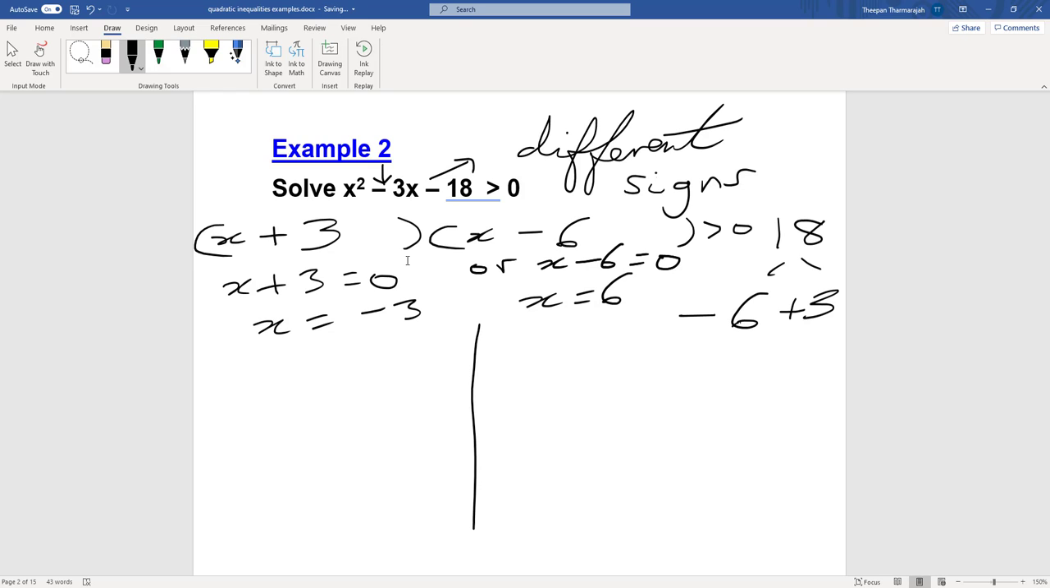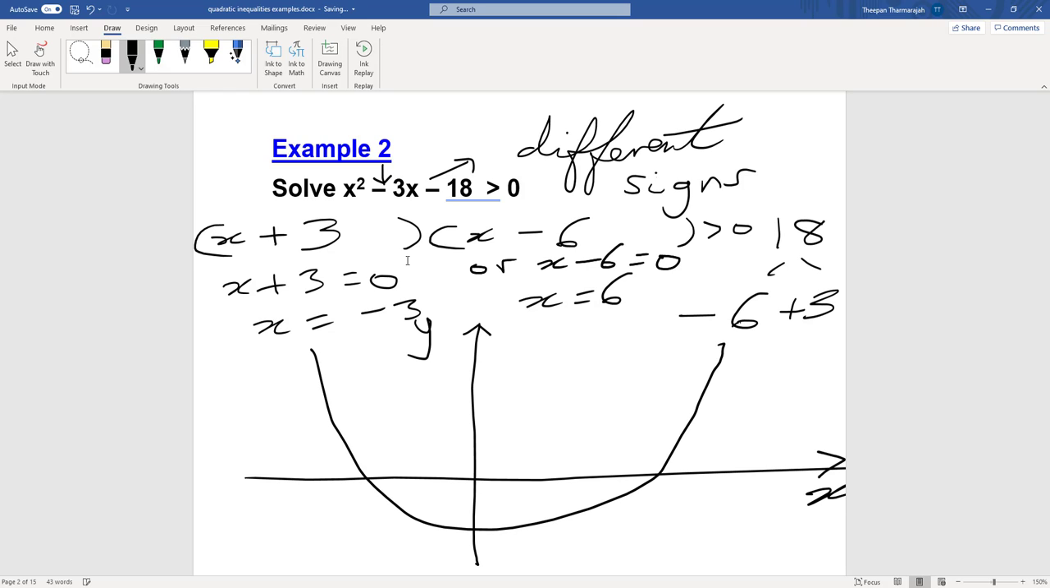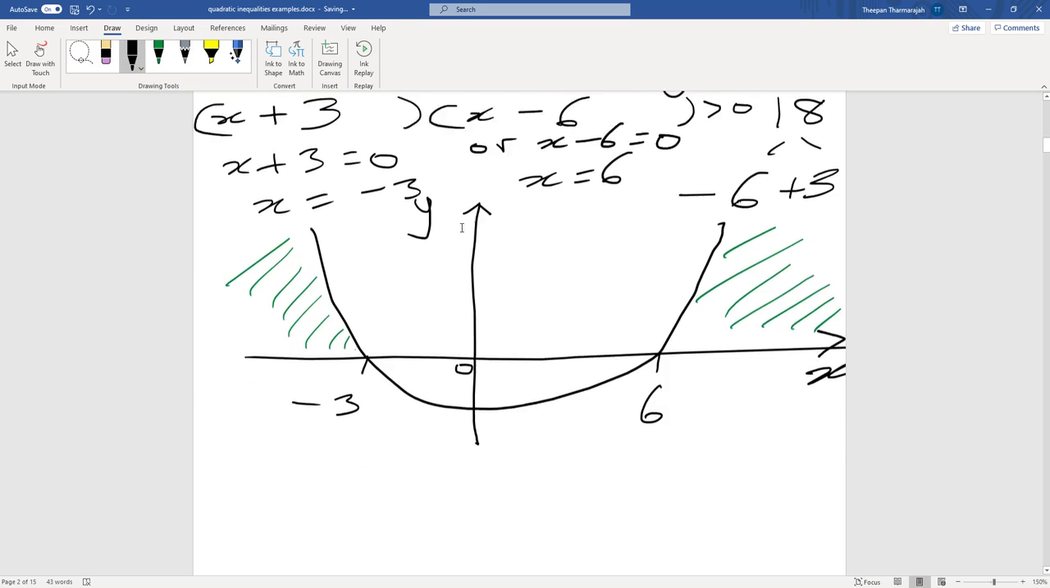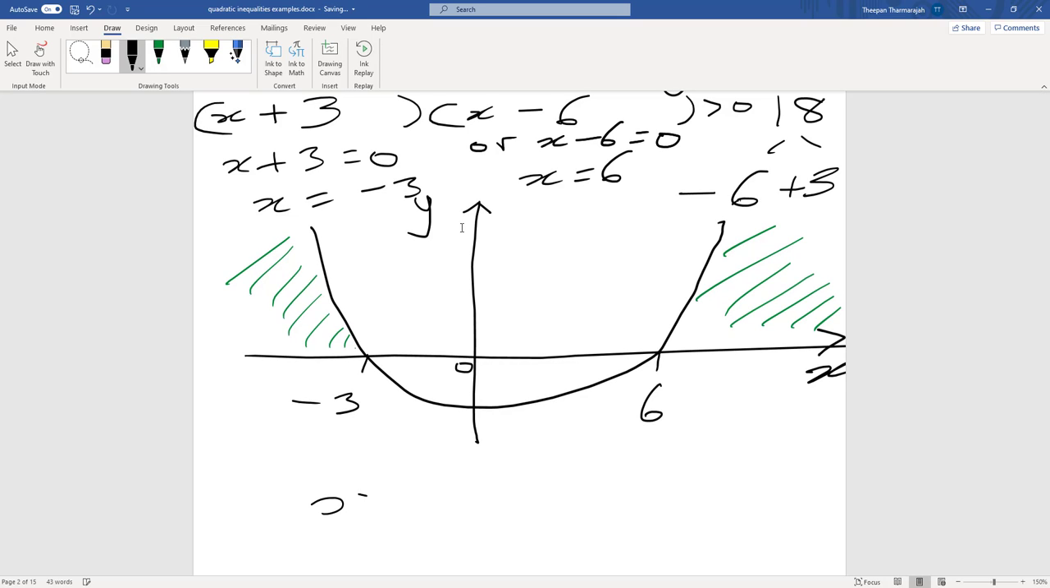Now, when we draw our graph, notice this time, one's negative, one's positive. So the curve will go like this. So that's 0. So this is minus 3, and this is 6. So remember, we want to shade towards the left of minus 3, all of this, and shade towards the right of positive 6. So the way we describe that inequality is we say x is less than minus 3, or x is greater than 6.